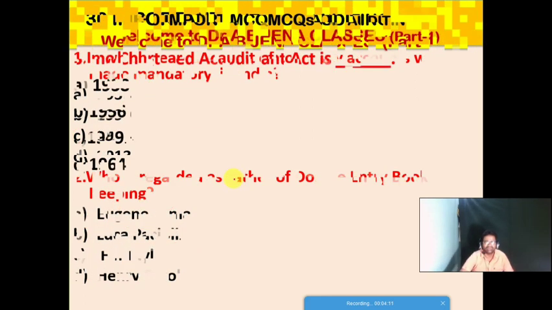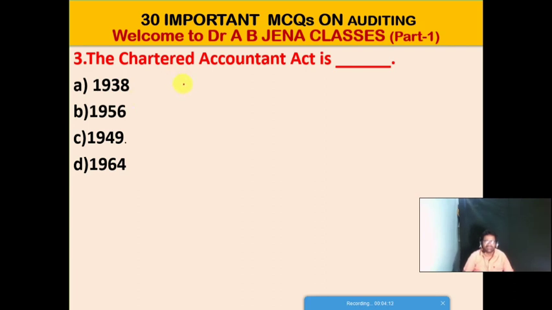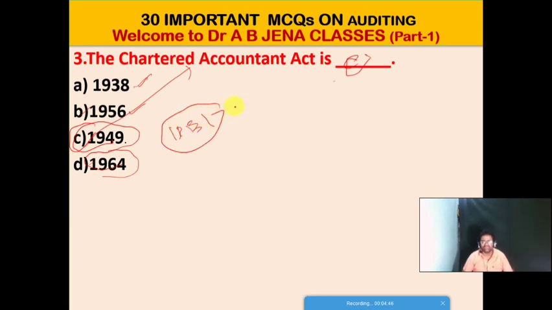Next MCQ: the Chartered Accountant Act is which year? A, 1938. B, 1956. C, 1949. D, 1964. Friends, C is the right option for this MCQ. The Chartered Accountant Act in India is 1949. 1938 is the Insurance Act, 1956 is the old Companies Act, and in 1964, IDBI was established.